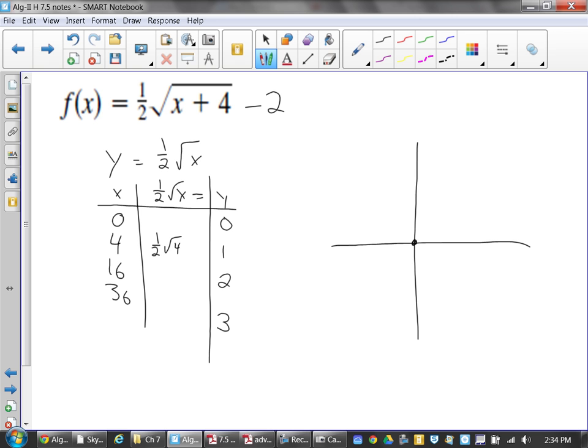There's 0, 0. 4 and 1. Here's 16 and 2. Here's 36 and 3. Because you're telling me what my ordered pairs are, there's no reason for you to mark it off and take marks. That's just silly.